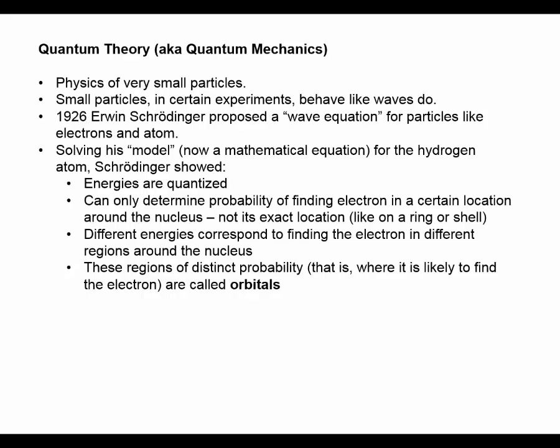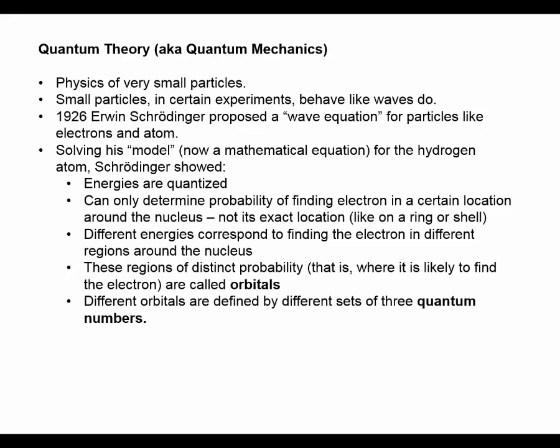These regions that I'm talking about, regions of distinct probability where you're likely to find an electron, are called orbitals. So another definition for an orbital is a region in space where you're likely to find a particle, an electron.